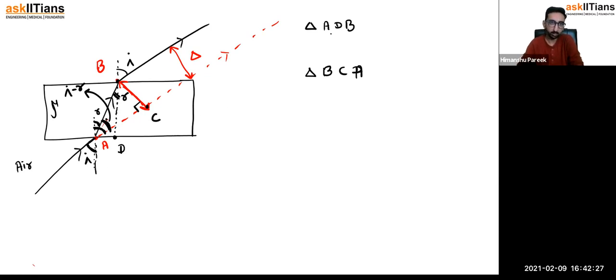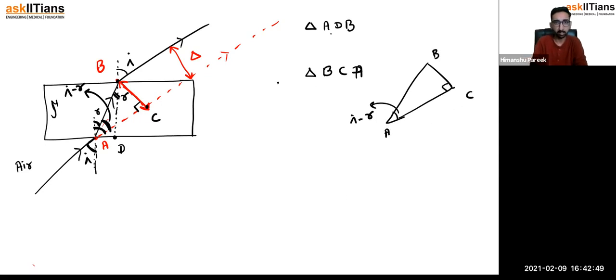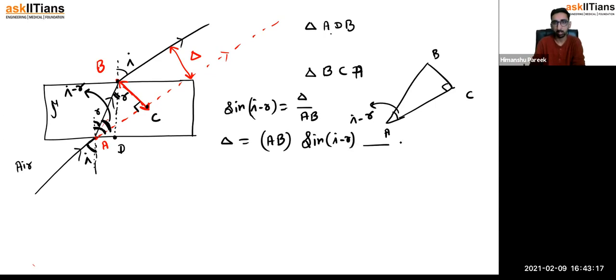So in the right angle triangle BCA, this angle is I minus R. Let me draw this separately here. The right angle triangle is like this. This angle is I minus R, and this is 90 degrees. This is B, this is C, and this is point A. In the triangle BCA, I can write sine of I minus R is equal to perpendicular, which is BC, and that is nothing but delta, divided by the hypotenuse, which is AB. So from here delta is equal to AB times sine of I minus R. That's equation number 1.